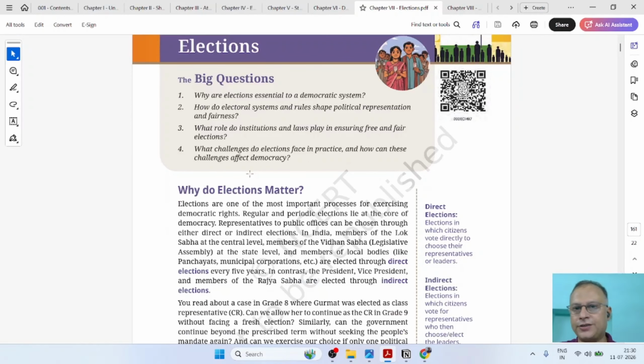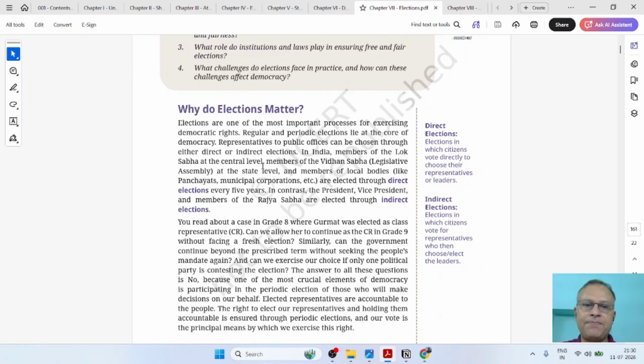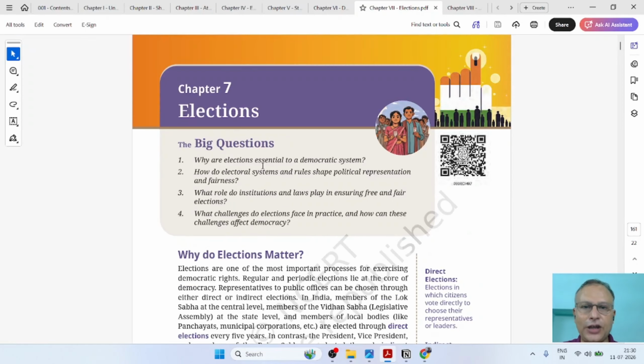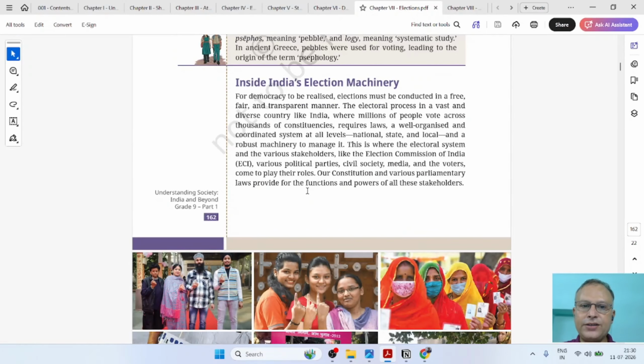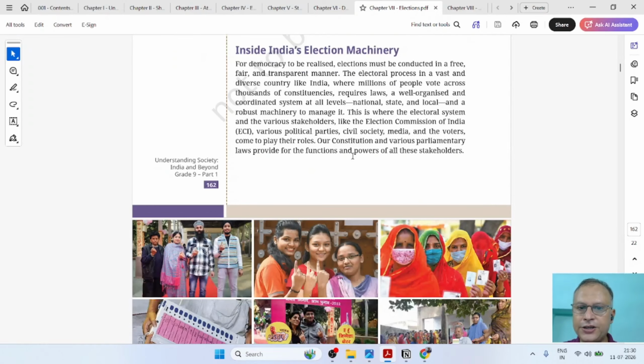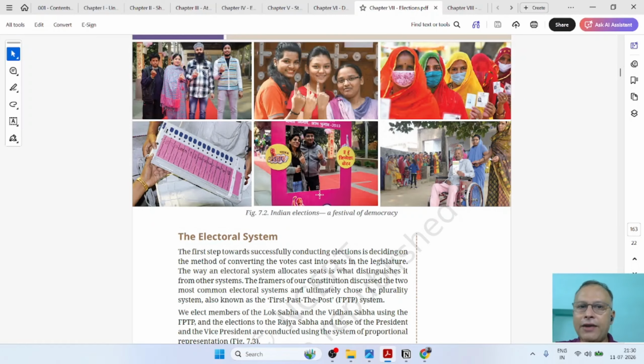Next comes the elections. In the class 9 civics book, there was a chapter named electoral politics. But here the chapter's name is elections. First is, why do elections matter? Next comes inside India's election machinery. What is the election process? The electoral system. Wonderful. I will tell something about this chapter in brief.